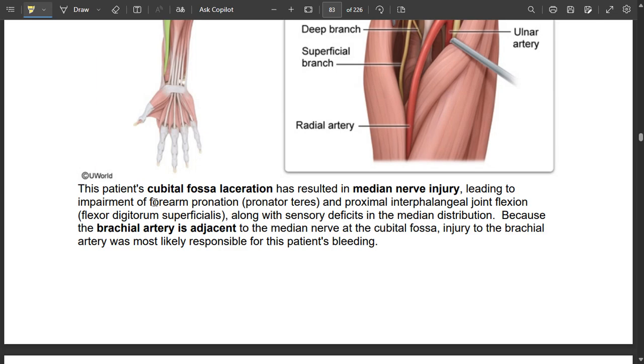So sensory deficit in the median distribution also occurs, and the brachial artery is adjacent to the median nerve in the cubital fossa. Injury to the brachial artery was most likely responsible for the patient's pain. Brachial artery bleeding also occurs along with median nerve palsy, which restricts pronation and causes lack of flexion of the PIP joint.